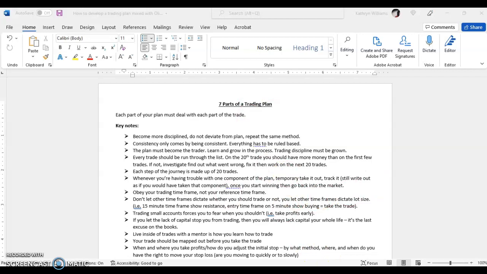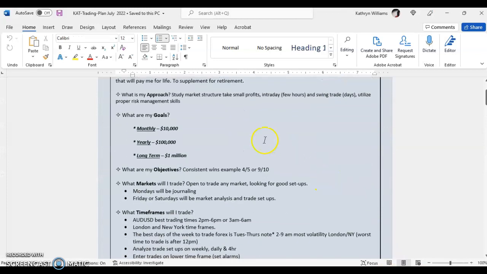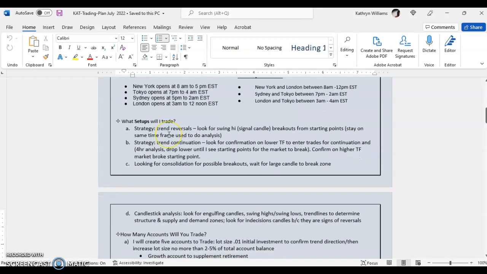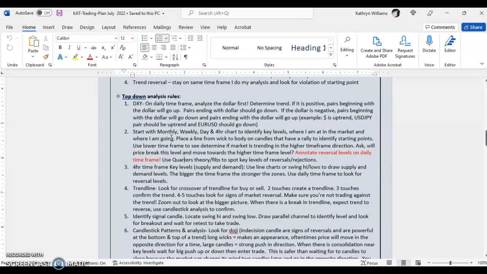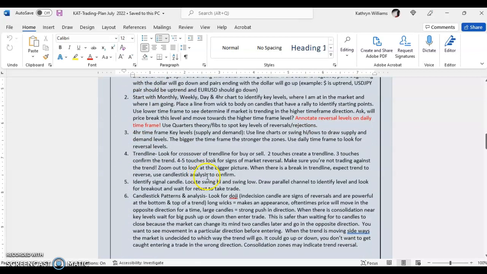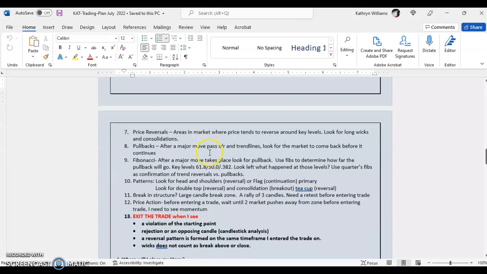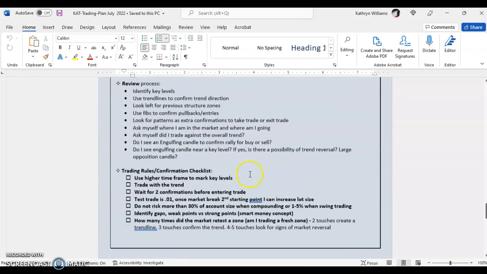And what I mean by that is, when I first started, this used to be my trading plan. It was very overkill, very detailed. It had my goals, my objectives, my time frames that I would trade, my sessions, my setups, how many accounts, my entry rules, and my top-down analysis. And in here, it was literally telling me what I should do if I saw a trend line cross over this. After 2 or 3 touches, it was reminding me to count the touches and stuff like that. That is not the key to a trading plan. This is too much. This was like 4 pages.